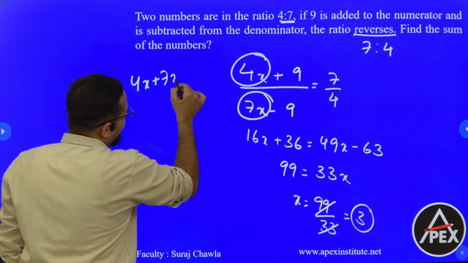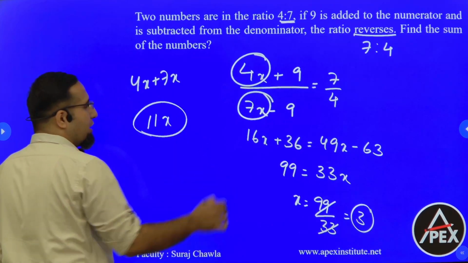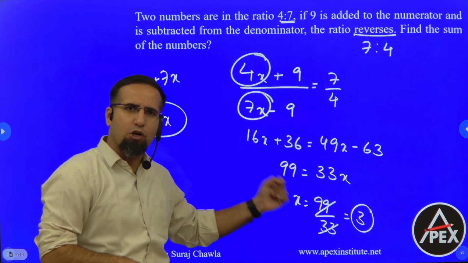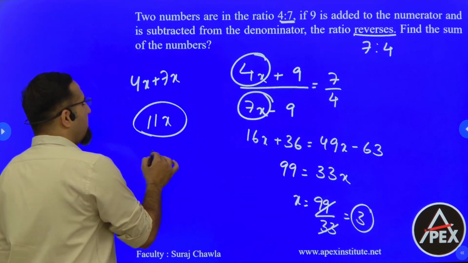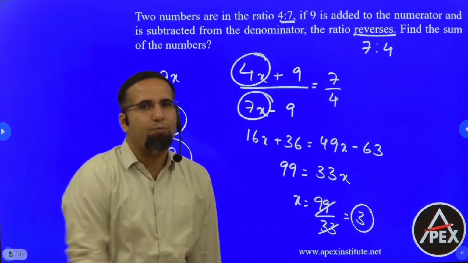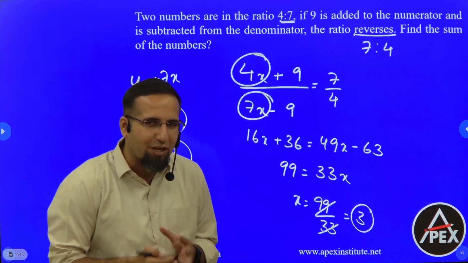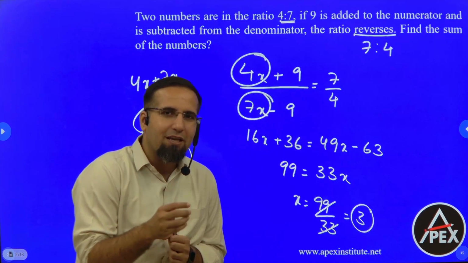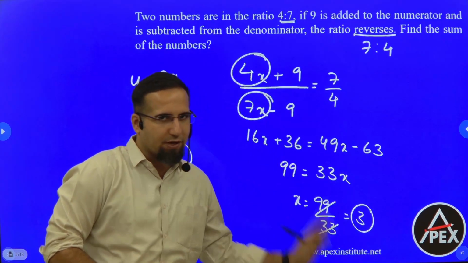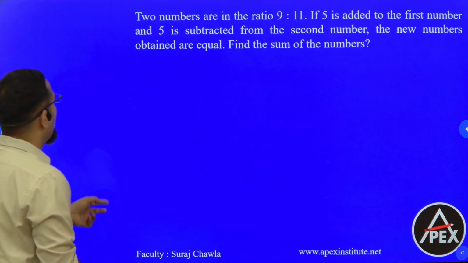So what is the sum of them? That is 4x plus 7x. That means my job is to get the value of 11x. Do I have the value of x? Yes, we have the value of x is equal to 3. Therefore, the sum of them becomes 11 into 3. That is going to be 33, which should be your answer in the most simplified form. So you can see how simply we can apply the concepts of ratios and get it in the concept of numbers. Right? Let's look at one more question here.